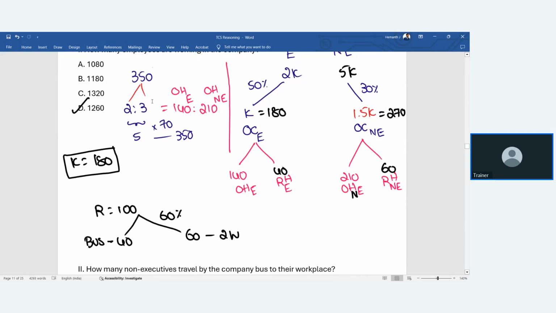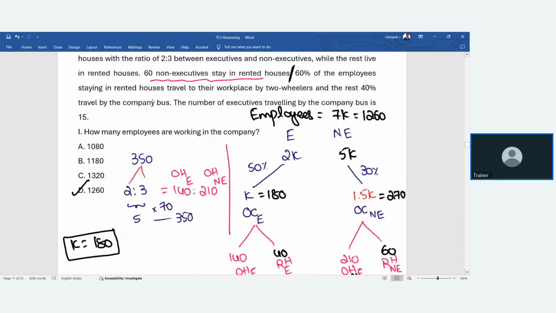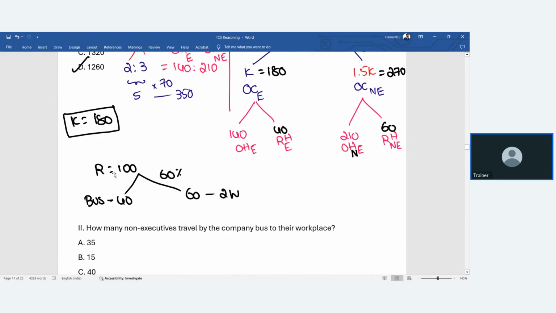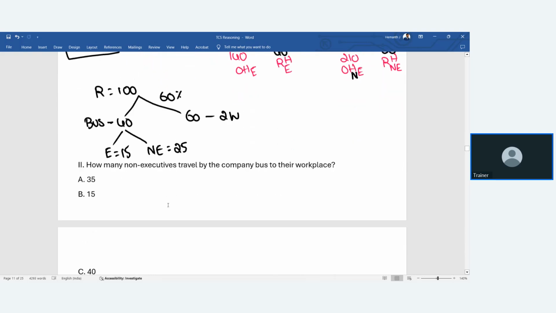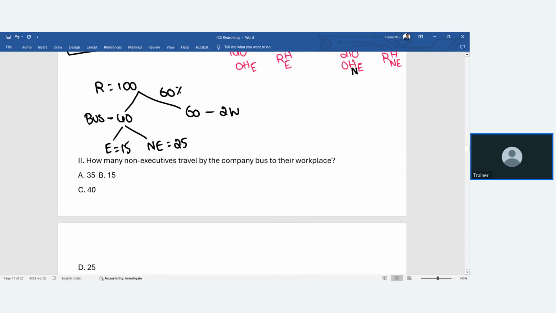In the question they given the number of executives traveling by the company bus is 15. Then obviously non-executives will be 25. How many are traveling in company bus? Non-executives are nothing but 25. That's what we need. Yeah, option D is available. Option D is the answer.